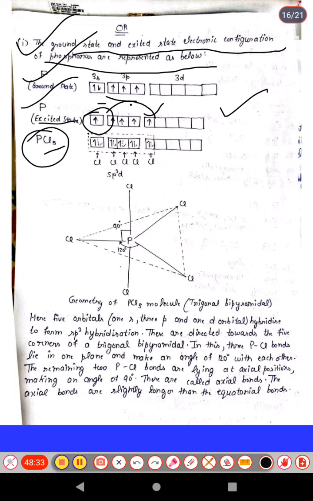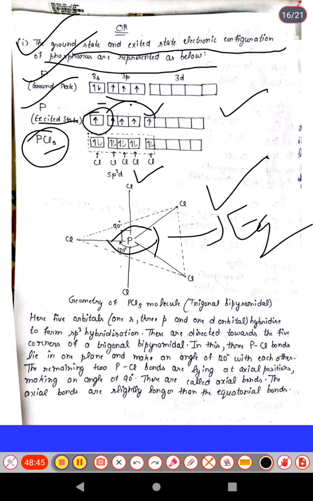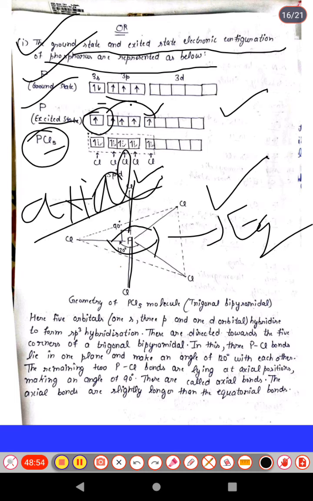The structure of PCl5 has 3 bonds at 120 degrees, which are also called equatorial bonds, and 2 bonds at 90 degrees, which are called axial bonds. One of the most important facts is that axial bonds are longer than equatorial bonds. Here 5 orbitals, one 3s, three 3p and 1 d orbital, hybridize to form sp3d hybridization.